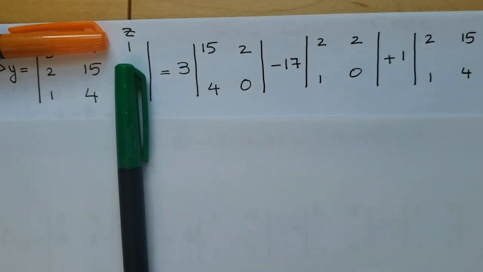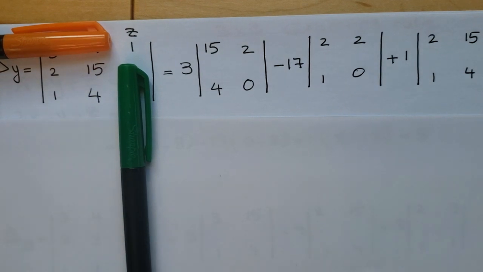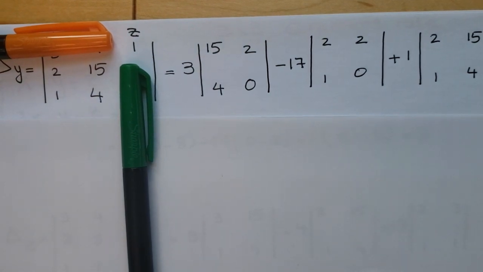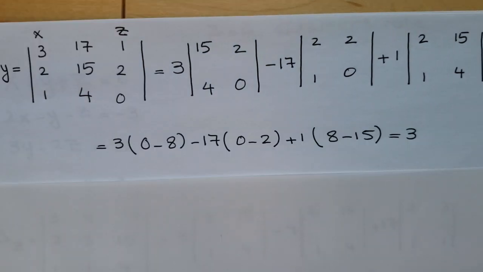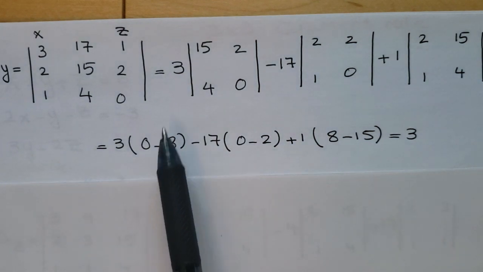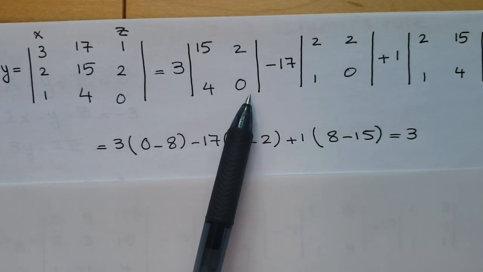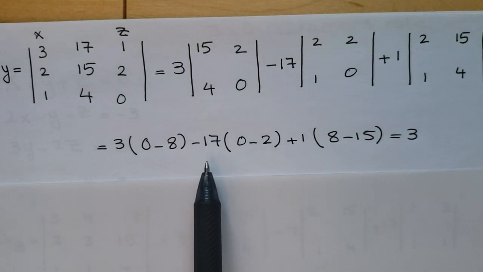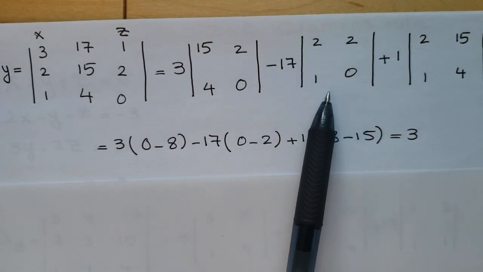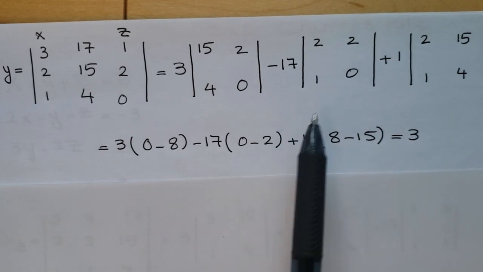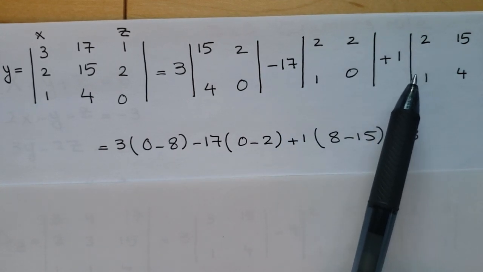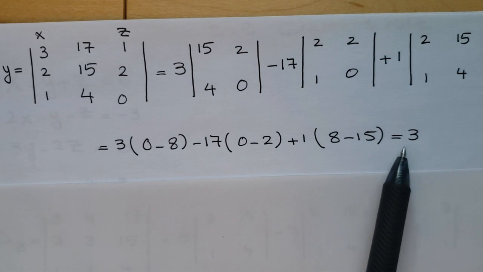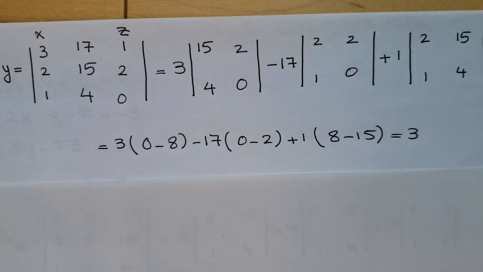2, 15, 1, 4. The next step would be once more calculating 3 2 by 2 determinants. So the answer would be 3 times 15 times 0, it's 0, minus 4 times 2, 8. Okay, negative 17, 2 times 0, it's 0, 1 minus 2, it's negative 2, 2 times 4, it's 8, minus 15. And the final answer is 3.